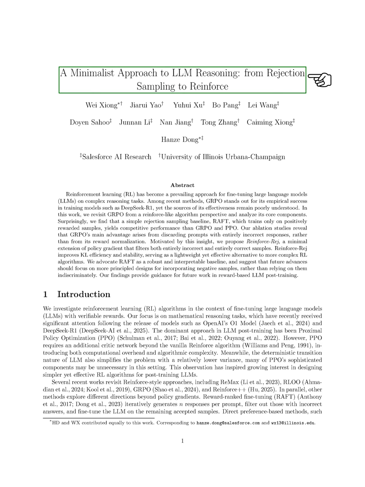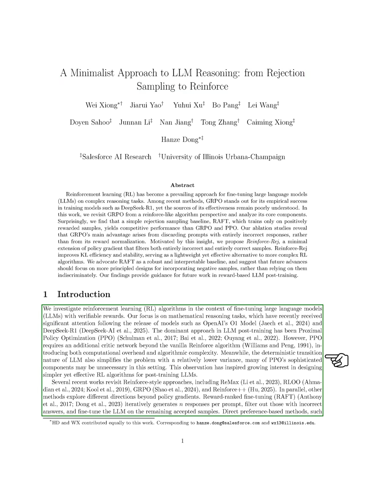Section: Introduction. In this section, we explore reinforcement learning (RL) algorithms for fine-tuning large language models (LLMs) using verifiable rewards, particularly focusing on mathematical reasoning tasks. This area has gained attention with the introduction of models like OpenAI's O1 model and DeepSeek R1. The most common method for post-training LLMs has been proximal policy optimization (PPO), but it requires an extra critic network, adding complexity and computational demands.